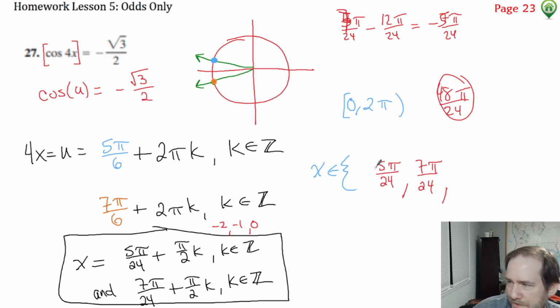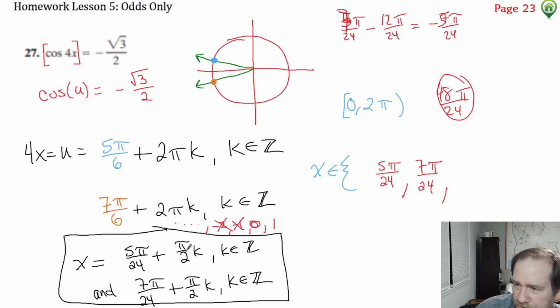So what am I adding on to get the next one? Well, we're adding on pi over 2. So remember, we just said that -1 gave us negative answers. -2 is going to give us negative answers. Any other negative number will give us negative answers. But 0 gives the first couple. 1 will give the next couple. So let's add pi over 2.